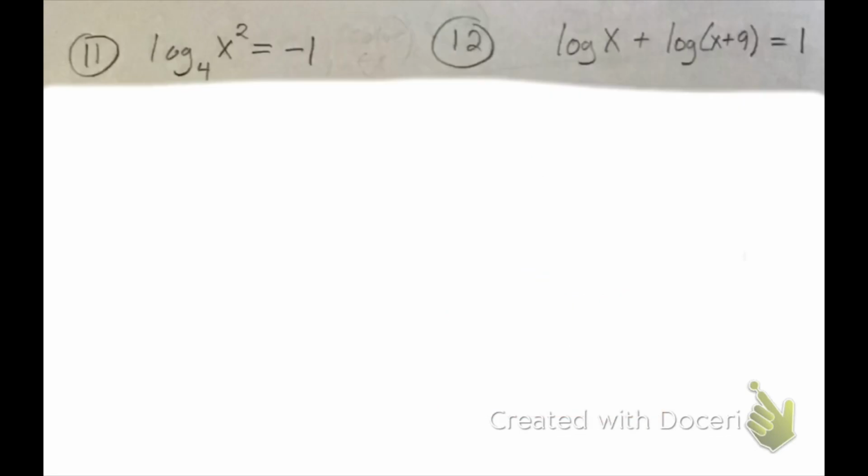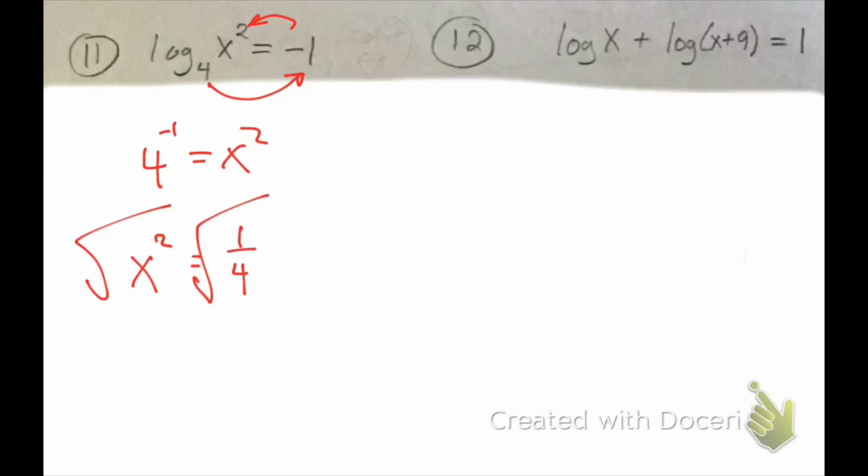Number 11, the way we're going to work this one is, let's just go ahead and recycle. I could plug it in and solve, but let's just try recycling first, see what happens. So when I recycle, I get 4 to the negative 1 is equal to x squared. So x squared is equal to 1 over 4, because negative exponent flips it to the bottom.